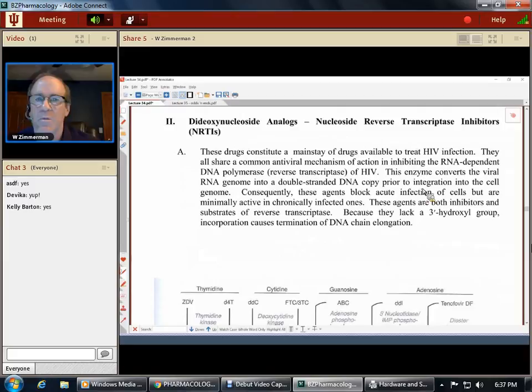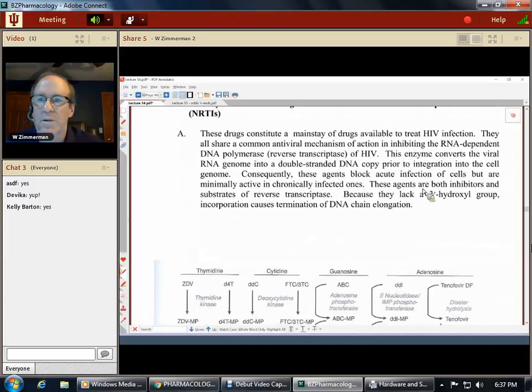All right, I'm going to sit and read this to you guys. Now note these agents, they're going to block acute infection of cells. But they're not going to be so active in chronically infected ones where you've already gotten the reverse transcriptase to make the viral DNA. They just won't work as well there. As I say, they're both inhibitors. They'll slow down the reverse transcriptase, and they're substrates for it. They lack that 3' hydroxyl group.